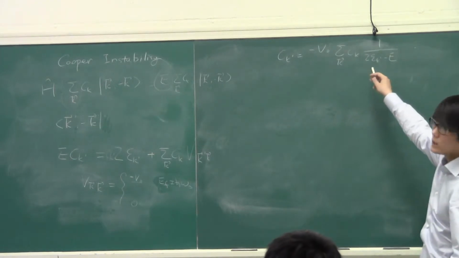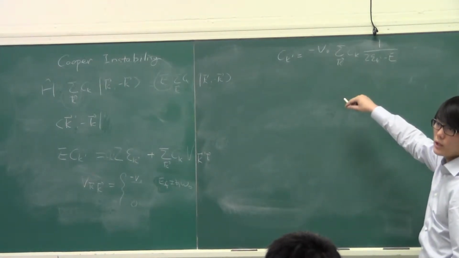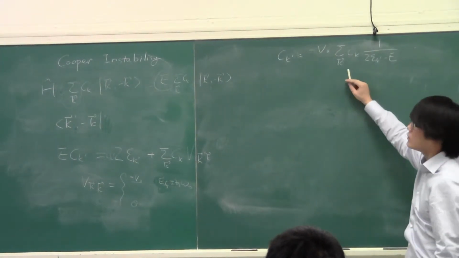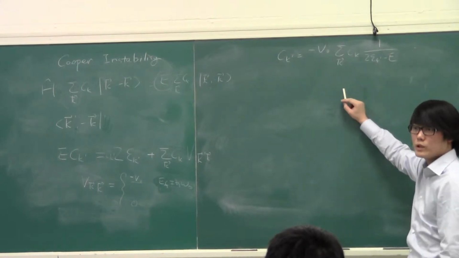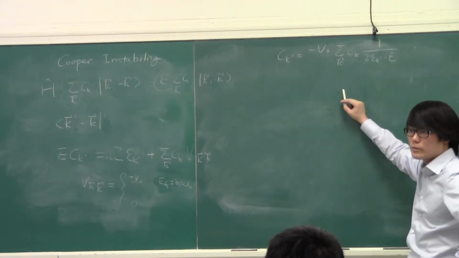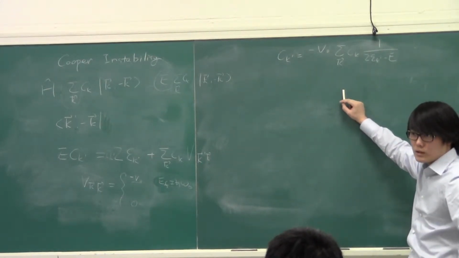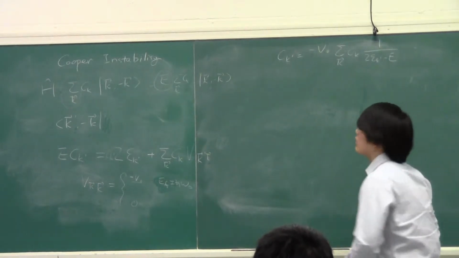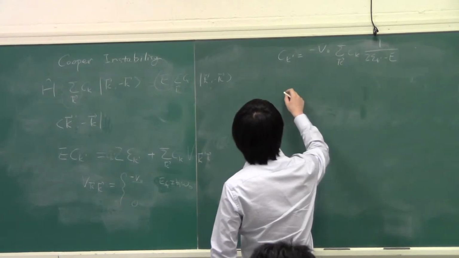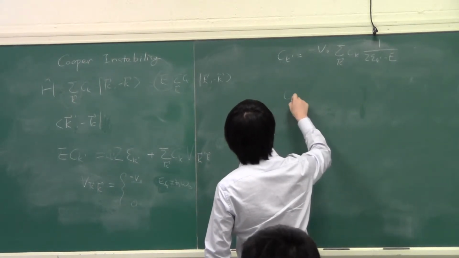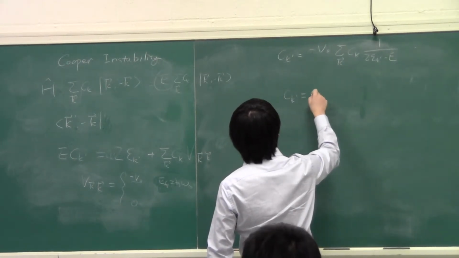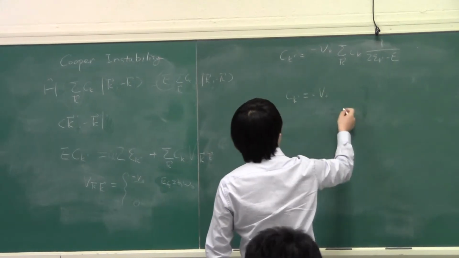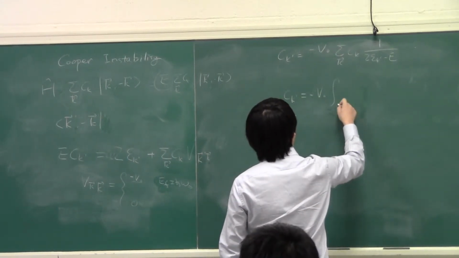Now let's turn this summation into an integral. And in doing that, going from a summation over k to a summation over energy, and we're going to do a change of variable, you need to multiply by the density of states that goes between them. Right? Okay, so what that ends up being is c_k prime is equal to minus V naught.